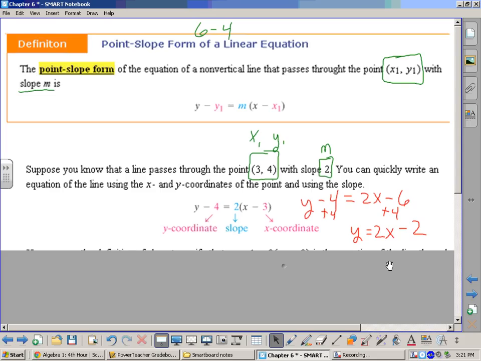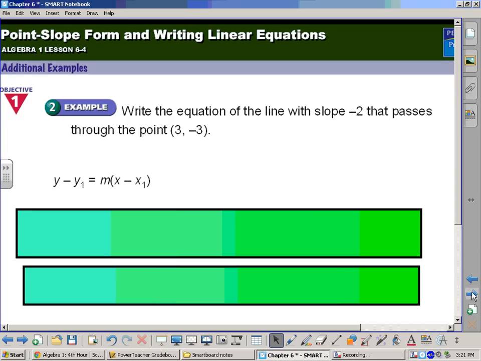So let's go through an example and have you write an equation given that information. Here's an example. We have a slope of negative 2, so here's our m. And then we have a given point, 3, negative 3. So x1, we're going to let that be 3. y1, we're going to let that be negative 3. We're just going to simply substitute them into the given formula where we have y1 right here, x1 right here, and m right there. We're just going to substitute those given numbers right into that formula.